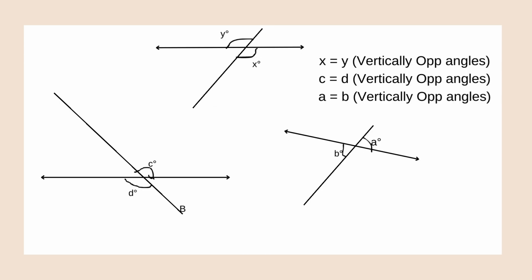Now we have more examples. X is equal to Y because they're vertically opposite, A is equal to B because they're vertically opposite, and C is equal to D because they are vertically opposite. We have two straight lines crossing each other, so the angles facing each other are equal.